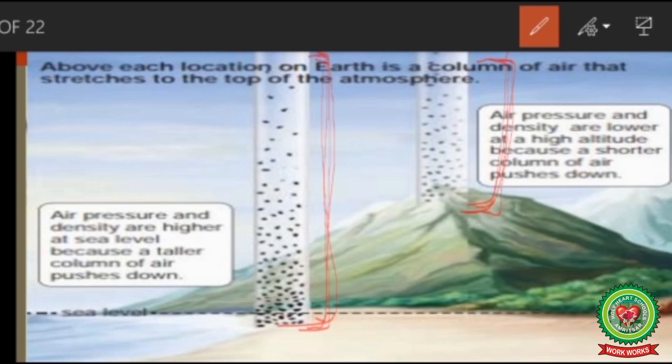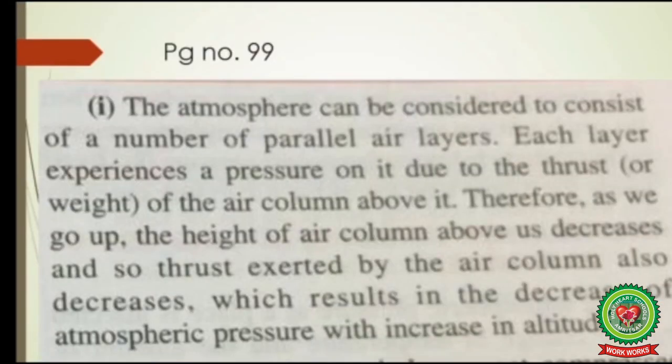So more the height of air column, more is the weight of air on the surface, right? So more is the pressure exerted by the air. As you know that with altitude, the height of air column decreases, so the atmospheric pressure also decreases with altitude. Clear? Now come to page number 99.